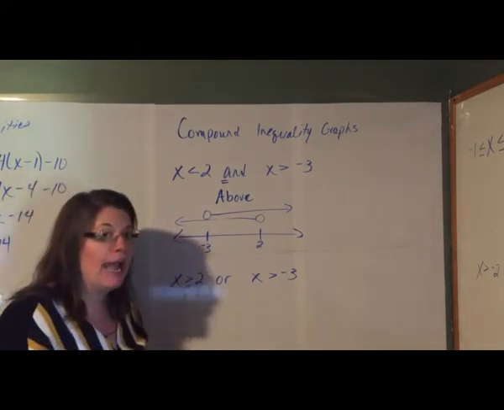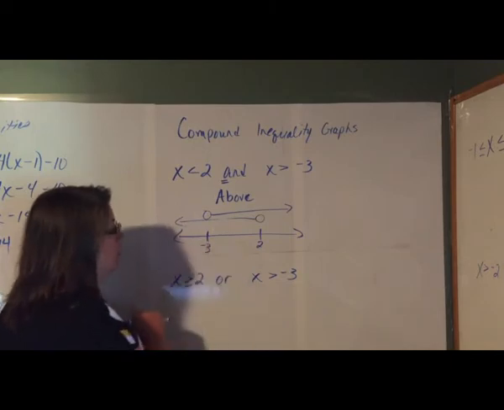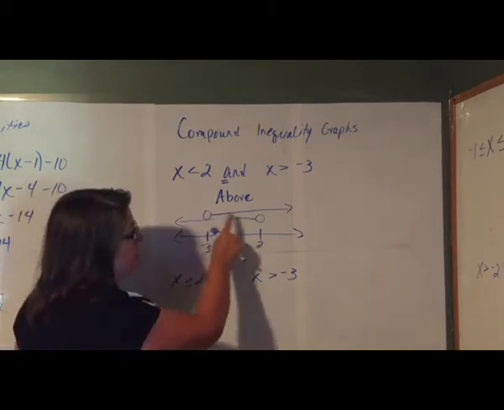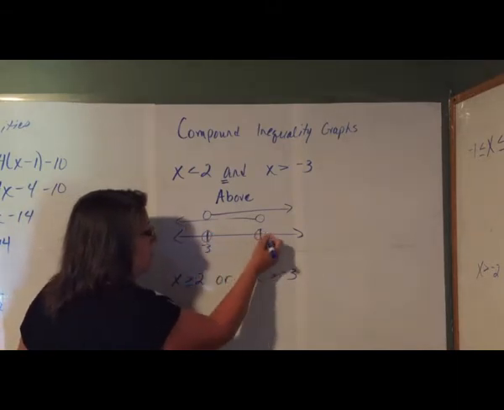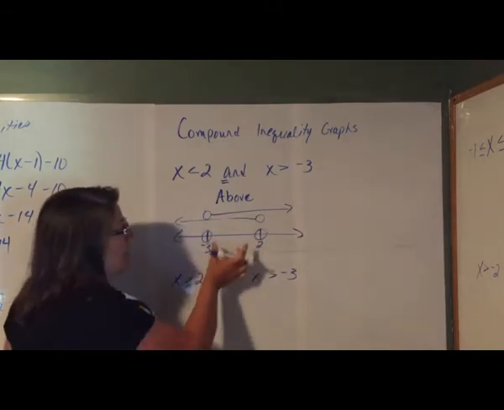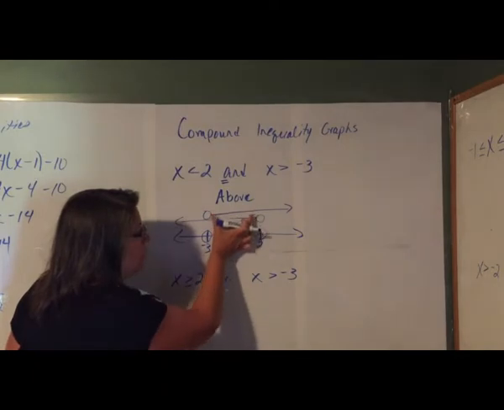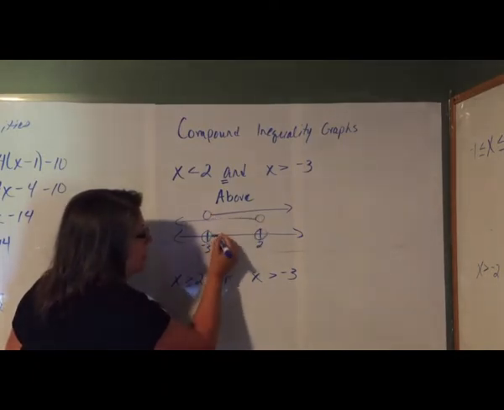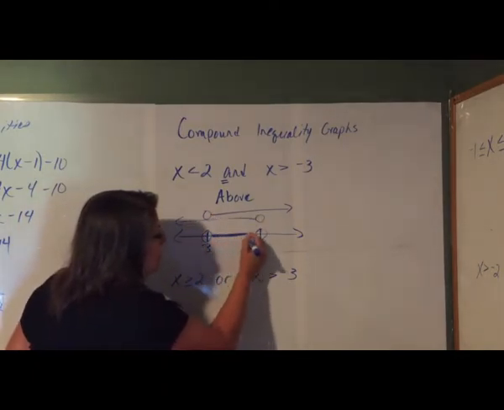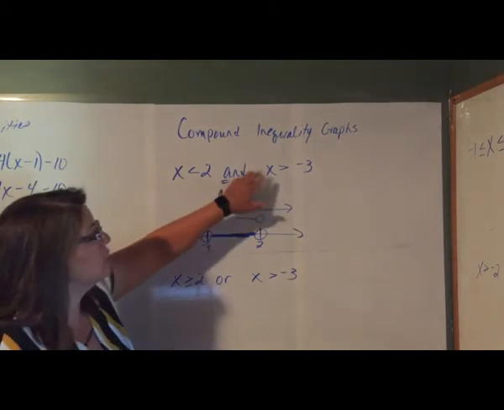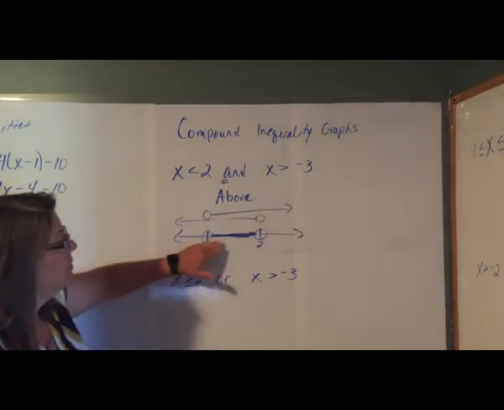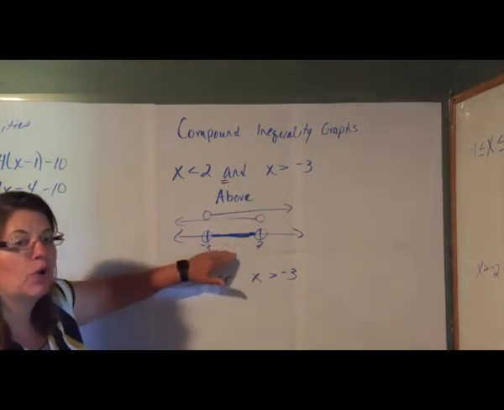My final graph is always going to be on the original number line. Whatever these are up here is what goes on your number line in your final answer. So they're both going to be open circles. And then I will shade where the overlap is in the graph that I did above. So for this one, a number that is both less than 2 and greater than negative 3 would be between negative 3 and 2 on that number line.